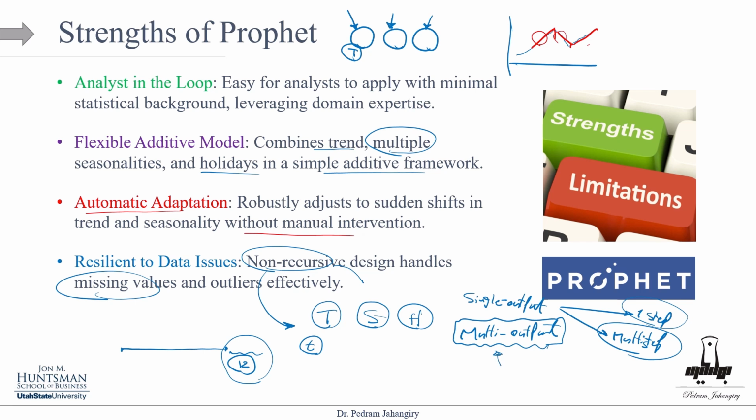I just want you to be aware of this subtle point when it comes to forecasting horizon, that Facebook Prophet is able to do multi-output forecasting at the same time. This was one of the bigger advantages of Facebook Prophet as well, which comes with this non-recursive design structure. Okay, so these were the strengths of Prophet, which made it famous back in 2017, and so many practitioners used it, and they're still using it.